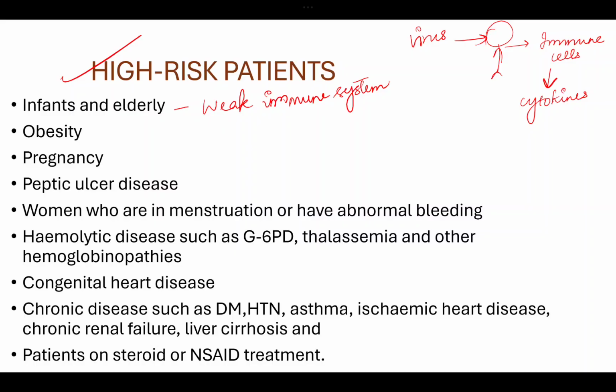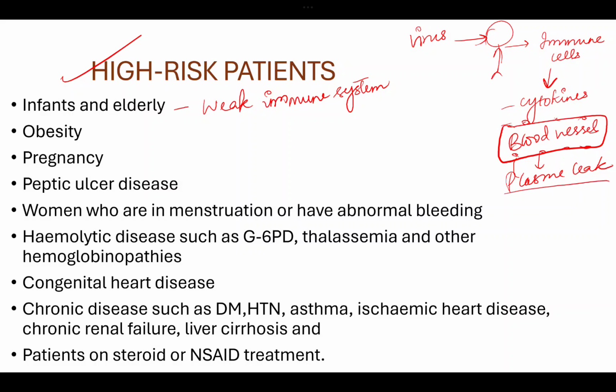There is a release of cytokines and vasoactive agents, and all of this is causing damage to the blood vessels. There is a plasma leakage out from the blood vessels. Once the plasma is leaked out, the blood becomes more concentrated, so there will be low BP, and the patient can also end up in shock. Is it clear? So, keeping that in the background, let us see who are the high risk patients.